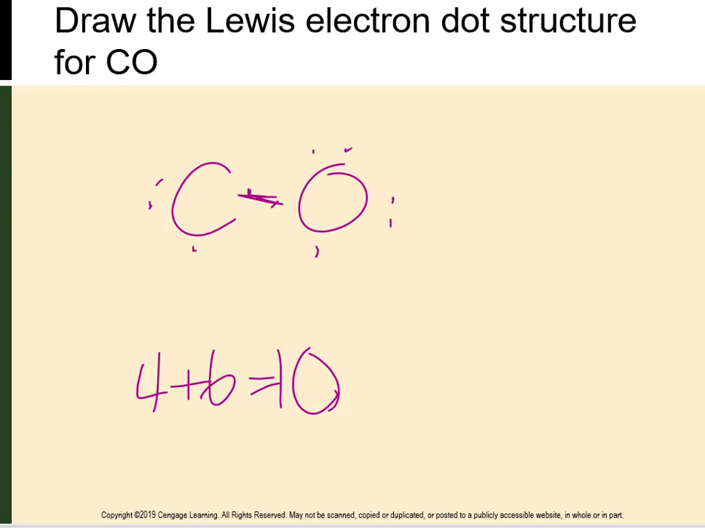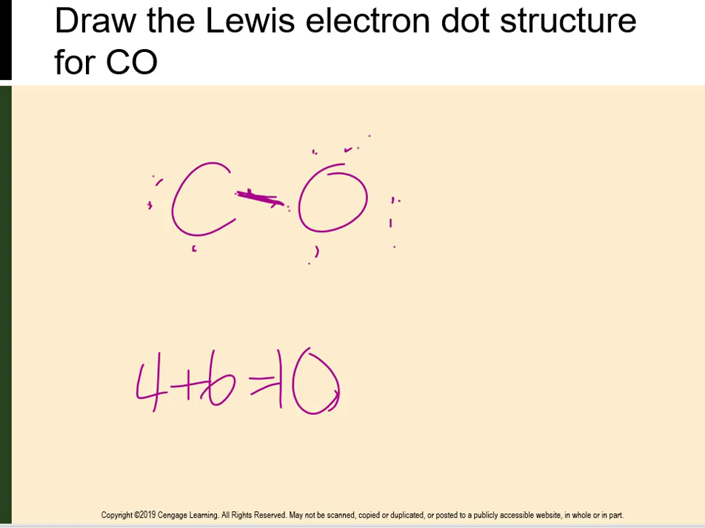Okay. So this means we have 1, 2, 3, 4, 5, 6, 7, 8, 9, 10. But I have some that aren't bonded. And carbon right now is not happy. It doesn't have 8. 1, 2, 3, 4, 5. And oxygen isn't happy. 1, 2, 3, 4, 5, 6, 7. So how do we get everybody happy with an octet?